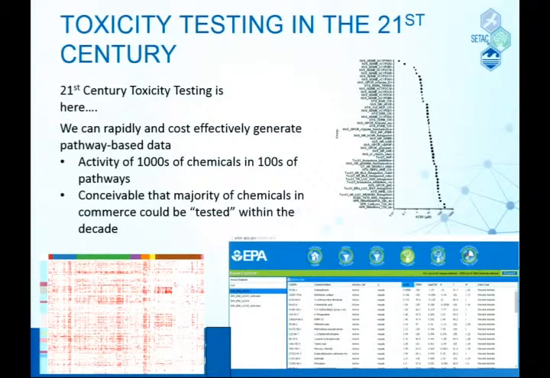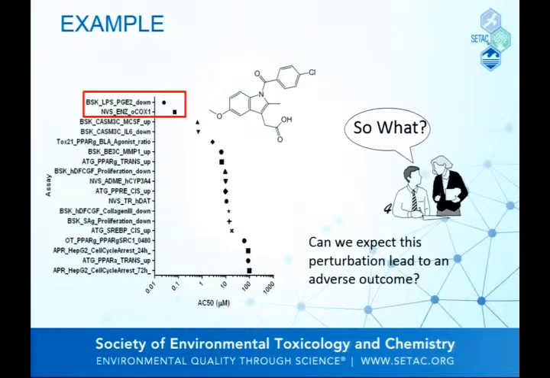Volatile chemicals, for example, aren't very easily tested in these methods. So there's certainly some aspects of chemical space that won't be covered. But for the vast majority of chemicals in commerce, we could have this kind of information very soon. So then the question is, well, what do we do with it?